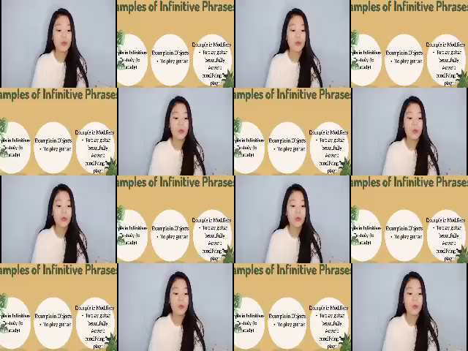Third is as an adverb. When an infinitive phrase takes the role of an adverb, it describes the verbs in a sentence. The infinitive phrase will answer questions such as why, when, or how. For example, "I left school early to welcome my younger sister."